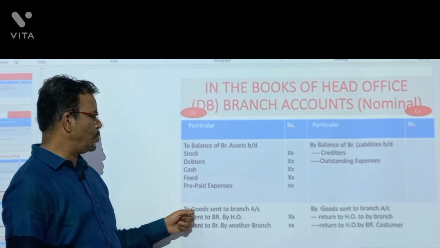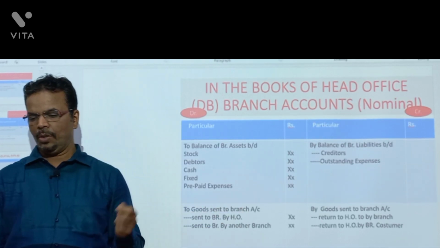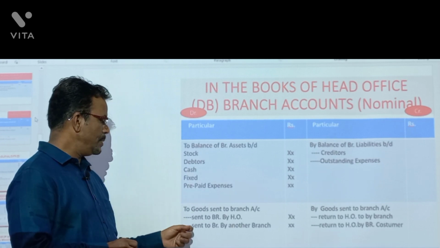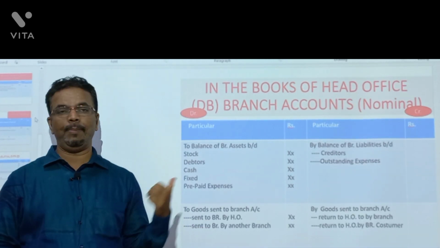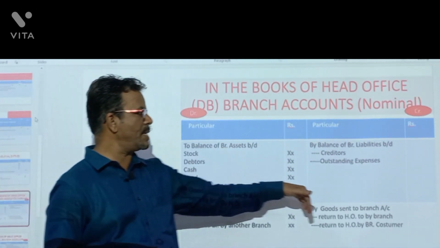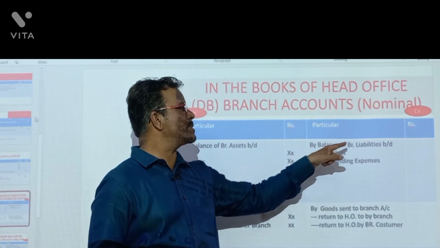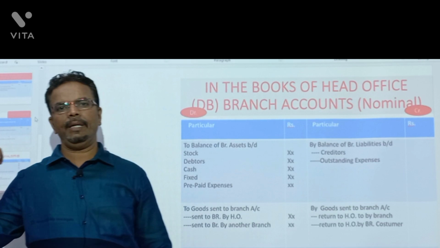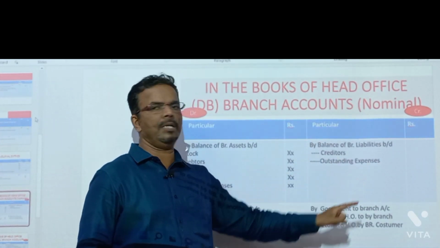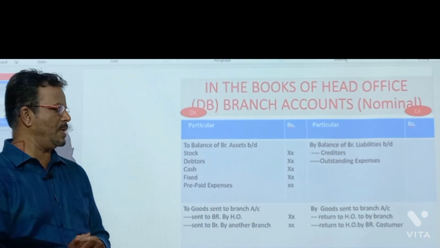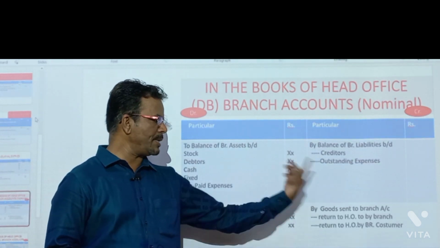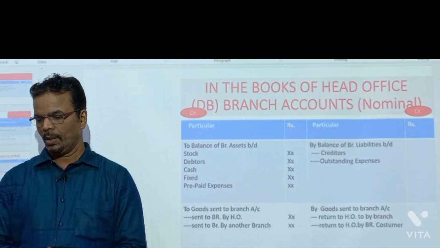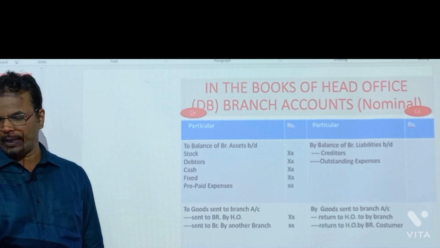Similar to goods sent to branch account. So sent to branch by HO. Again sent to branch by another branch, debit side. Vice versa, credit side. By balance brought down. ये क्या liability है? By balance brought down. Last time carried down, this time brought down. Creditors and outstanding expenses. Similarly, credit side: by goods sent to branch account, returned to HO, returned to HO by customer.